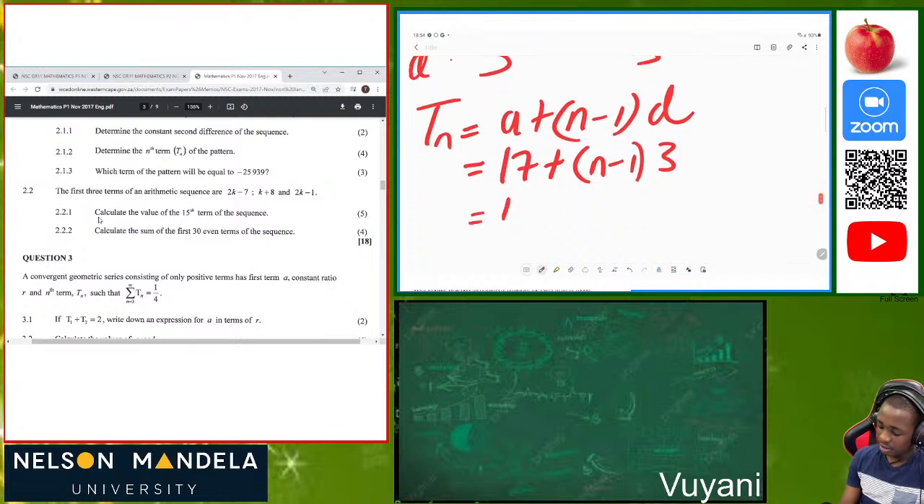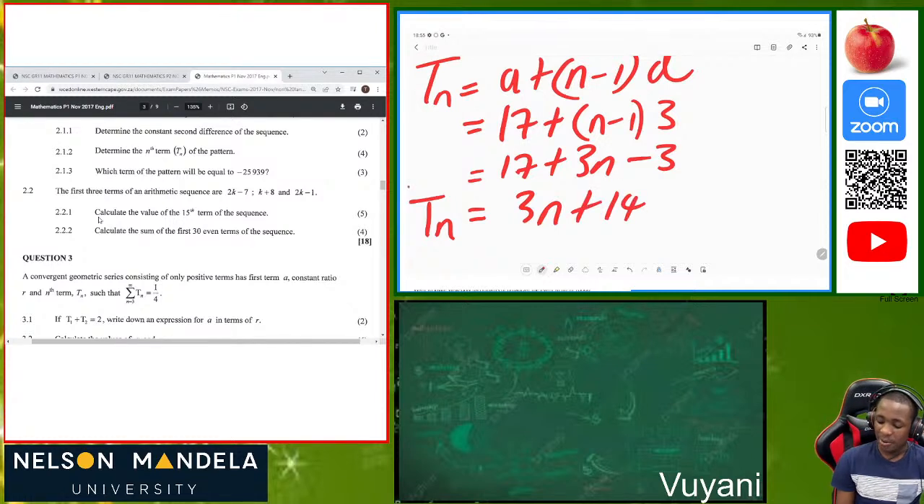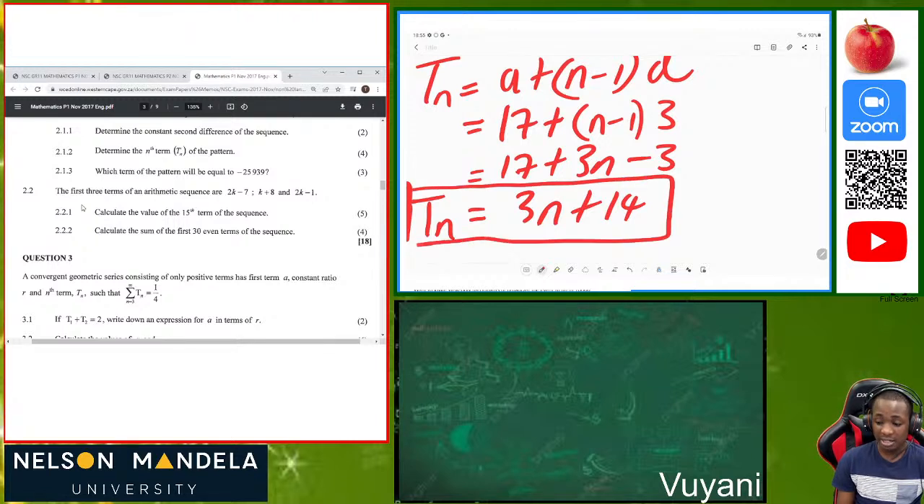Then we solve it. 17 plus 3 times n is 3n. 3 times negative 1 is negative 3. Then we end up having our Tn, which is equal to 3n, then 17 minus 3, it's positive 14. That's our general term of this sequence. But we are not yet done.